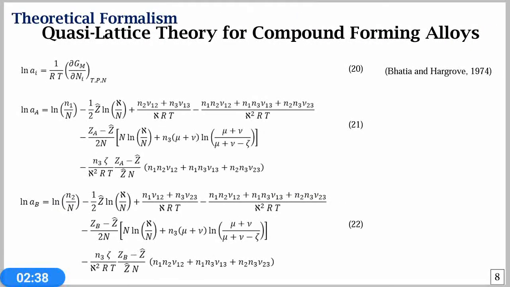Equation 20 relates thermodynamic activities to Gibbs free energy of mixing. And when solved for components A and B, equations 21 and 22 were obtained. It is important to note that composition-dependent average coordination number was put into consideration while differentiating GM in equation 20.